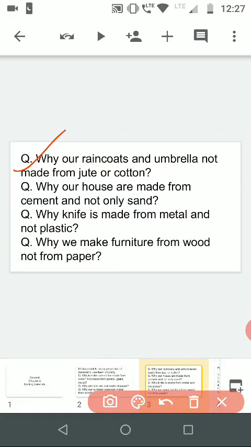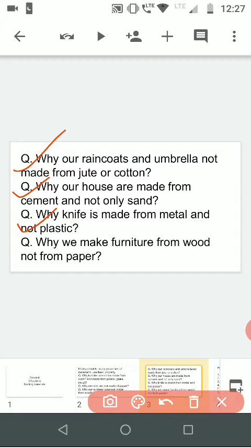They are made from plastics or nylons or synthetic fibers because jute and cotton absorb water, and in raincoats and umbrellas the purpose is not to absorb the water. Next, why are our houses made from cement and not from only sand? Cement is very sturdy. Sand can fall down easily. So our house is made up of cement.